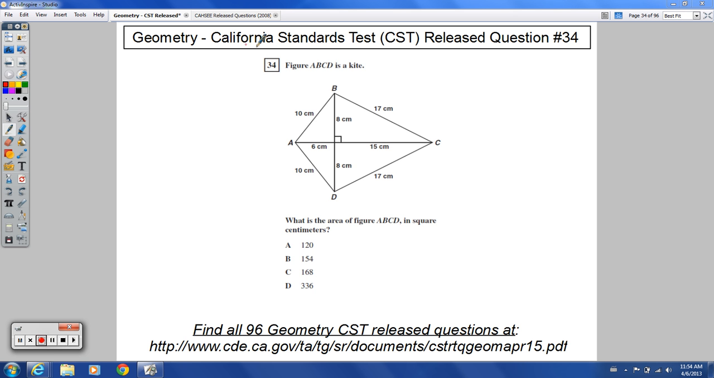This is geometry release question number 34 for the CST release questions. It says that figure ABCD is a kite. So here's ABCD. We know some things about kites from before. We can use those properties here. What is the area of figure ABCD in square centimeters?